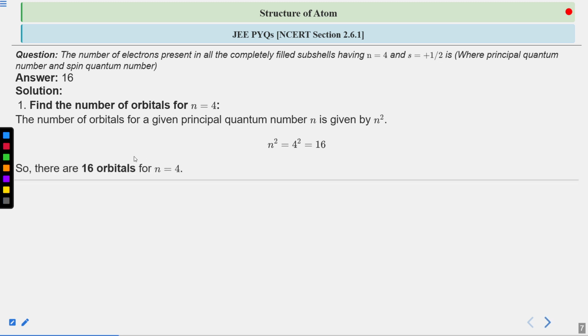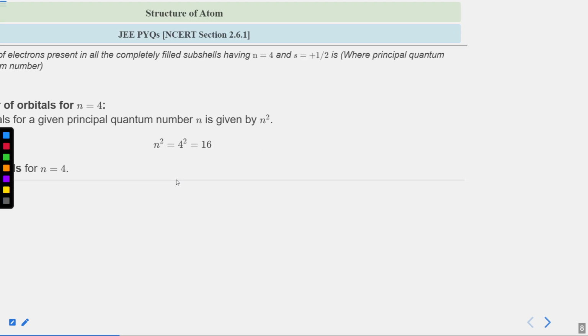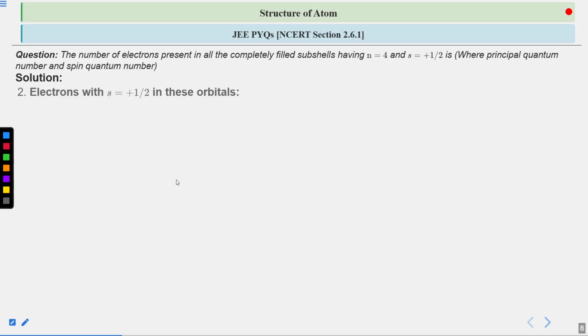Hence there are 16 orbitals which are present for n equals to 4. Okay, now we have to find out the number of electrons, so the electrons with s equals to plus half in these orbitals.